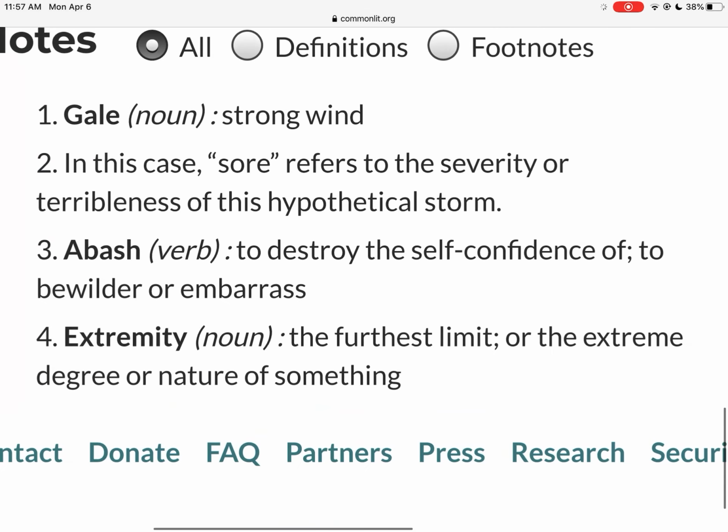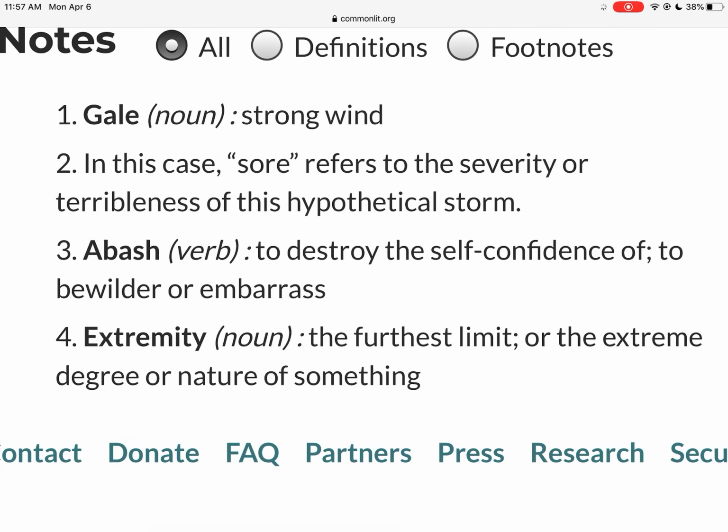Now, the last footnote, extremity. Repeat after me, extremity, extremity. One more time, extremity, extremity. So extremity is a noun. It means the furthest limit or the extreme degree or nature of something. So extremity is just the furthest limit. So repeat after me. Extremity means the furthest limit.